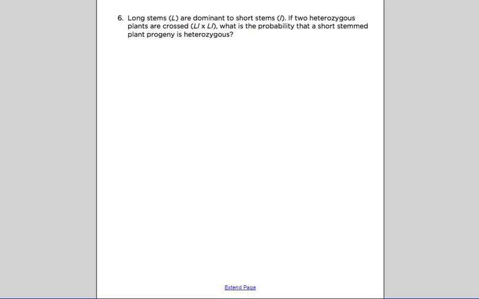Question 6 says that long stems, big L, are dominant to short stems, little l. If 2 heterozygous plants are crossed, which is big L little l times big L little l, what is the probability that a short stem plant progeny is heterozygous? At this point you might recognize the trick in this question, but if you don't, let's write out the Punnett square to be sure. So you have big L, big L, little l. So you get 1 homozygous dominant, 2 heterozygous, and 1 homozygous recessive. So this is the genotypes of the progeny.